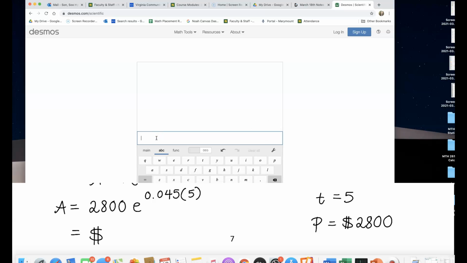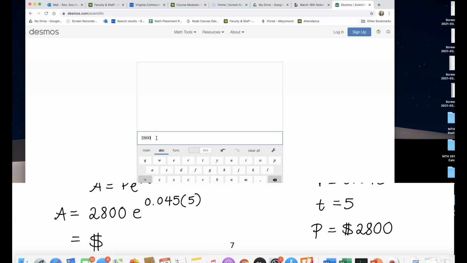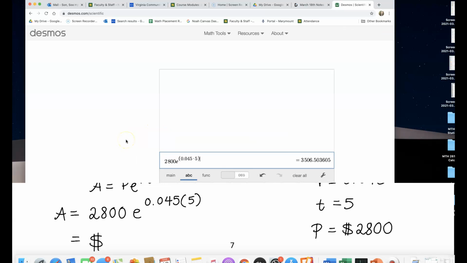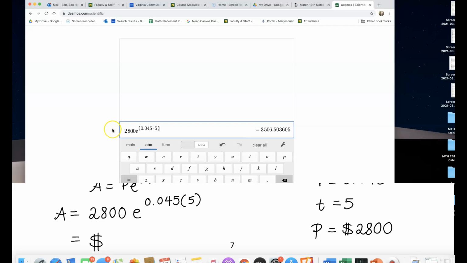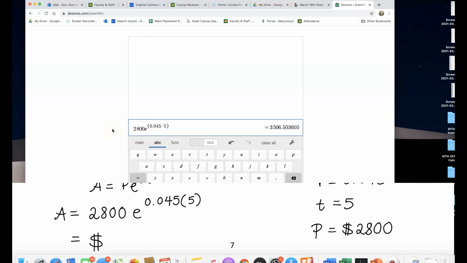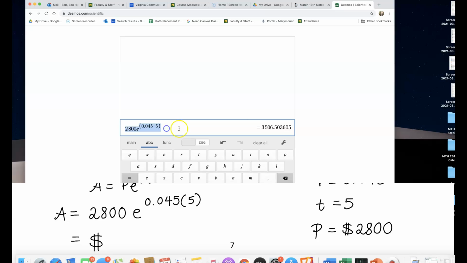Over here, I'm going to start by typing 2,800. You see that, right? 2,800 times E raised to the 0.045 times, I must put a parenthesis so that I can have both 0.045 times 5 as my power. So if I type that in, take a look. I wonder if you can see it on this video. I tried to zoom in for you, but I don't know if you can see it. But that is literally what I typed in.